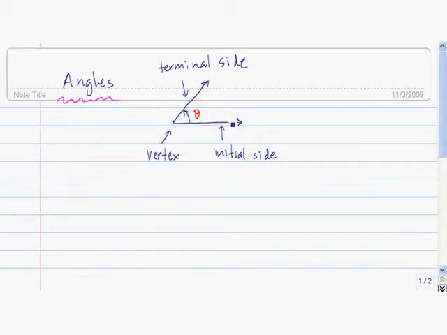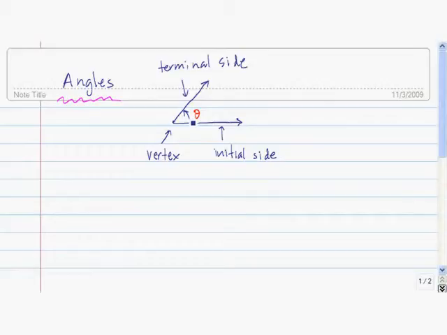An angle is formed by rotating a ray about its endpoint. The initial position of the ray is called the initial side of the angle. The final position of the ray is called the terminal side of the angle. The point at which the ray is rotated is called the vertex of the angle.